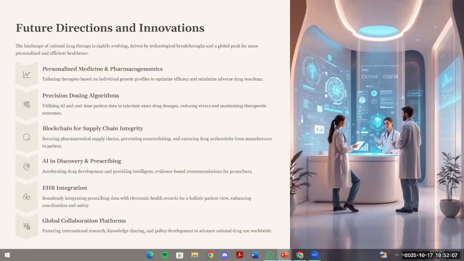Not only that, blockchain for supply chain integrity secures the pharmaceutical supply chain, preventing counterfeits and ensuring drug authenticity from manufacturer to patient. So the chain is well maintained. Not only this, AI in drug discovery and prescribing accelerates drug development and provides intelligence on evidence-based recommendations for prescribers.